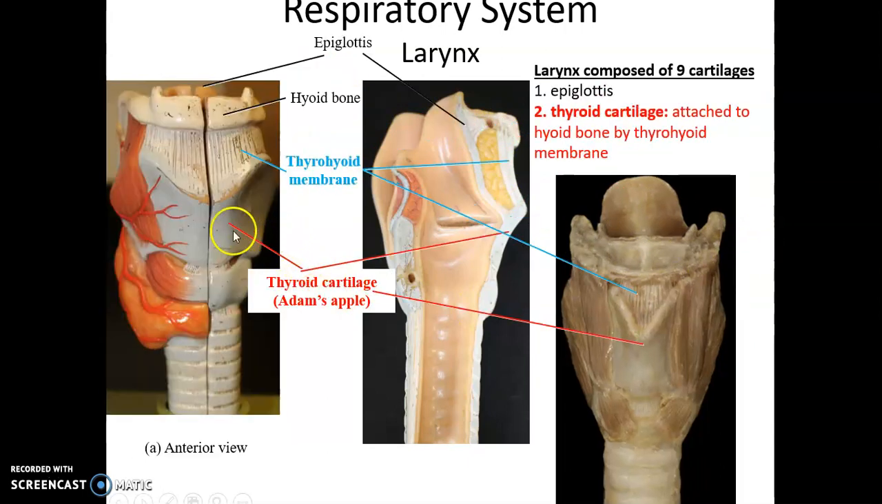All right, then we have the thyroid cartilage, cartilage number 2. The thyroid cartilage points out anteriorly. It is the largest cartilage of the larynx. It is attached to the hyoid bone via the thyrohyoid membrane, and it is very important structurally for the larynx. The thyroid cartilage is often referred to as the Adam's apple and is more prominent in men than in women.